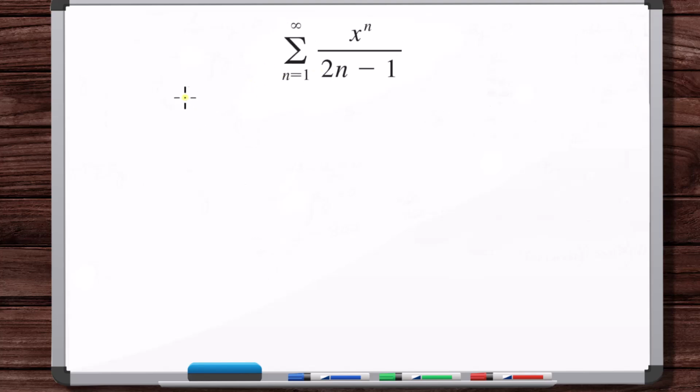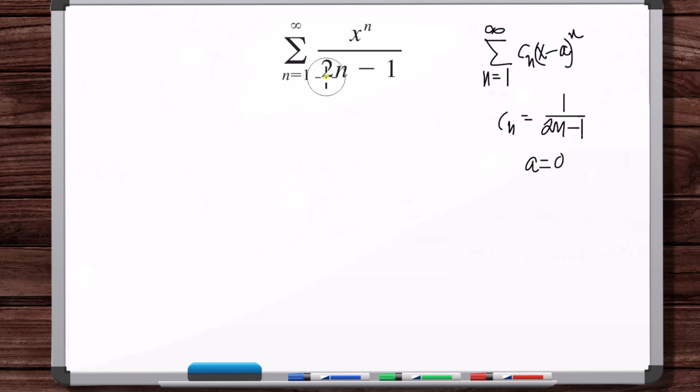Okay, ratio test. And you see, this is a power series, right? Again, I just want to hammer this home. Any power series, well, x minus a in general, is in this form. What's the c sub n here? It's 1 over 2n minus 1. The a is 0, right? Don't forget that. These power series are the same exact form every time.